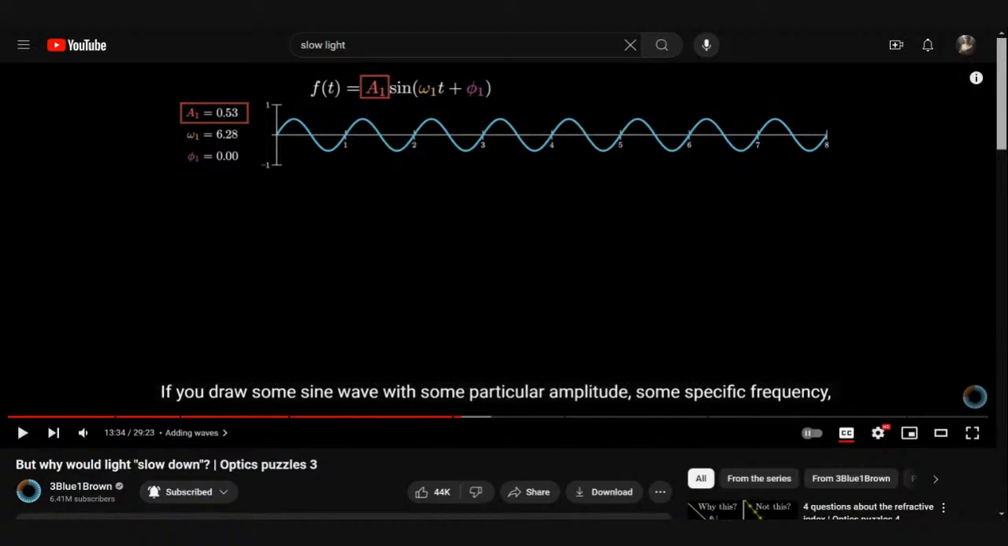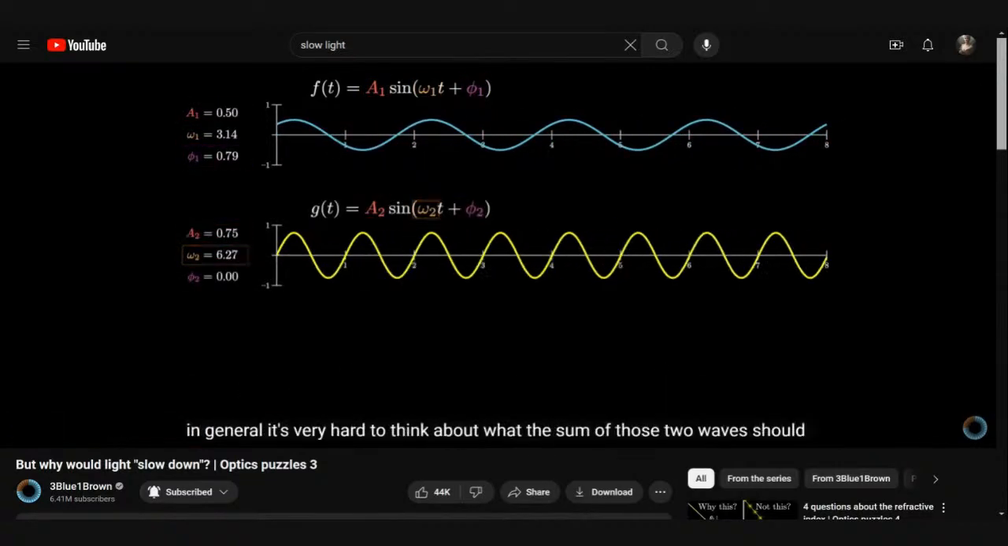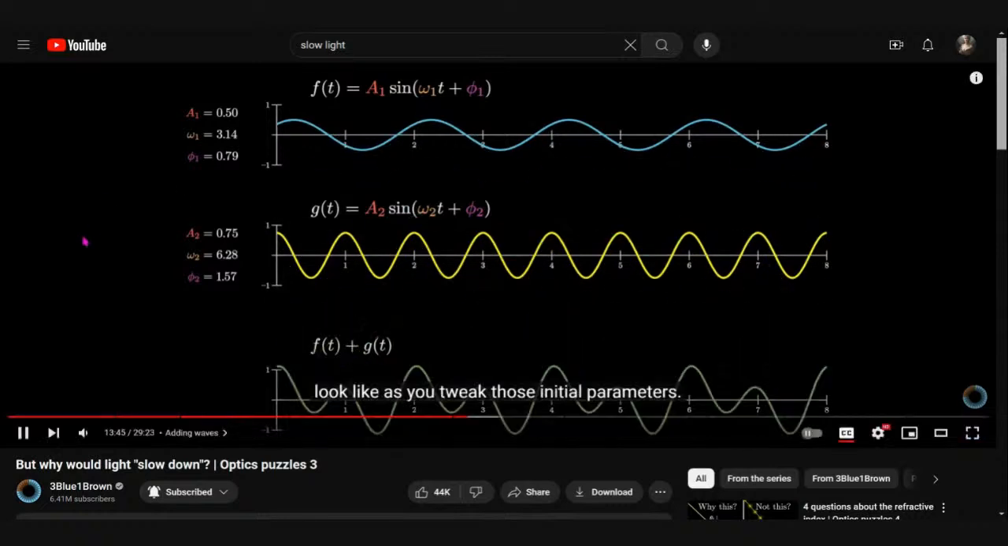Specific frequency and some specific phase, and then you draw another sine wave, also with its own amplitude, frequency, and phase. In general, it's very hard to think about what the sum of those two waves should look like as you tweak those initial parameters.